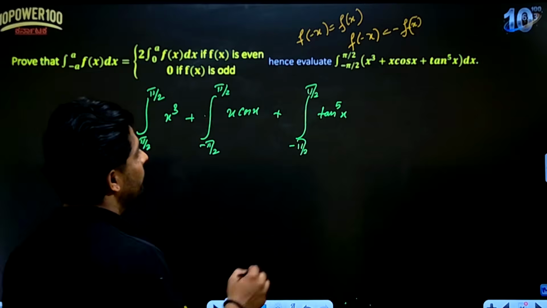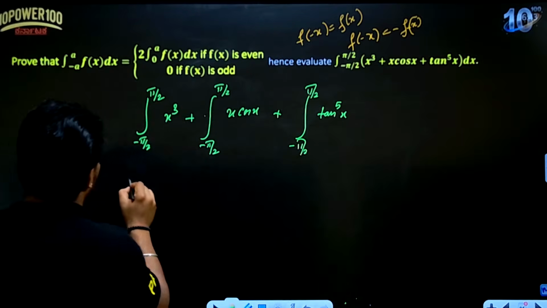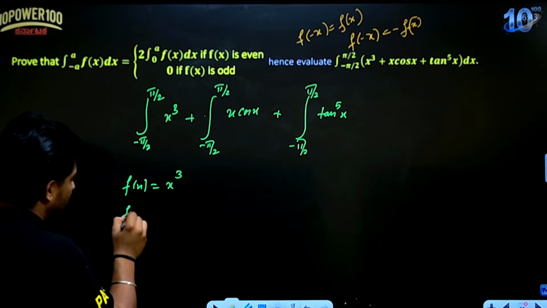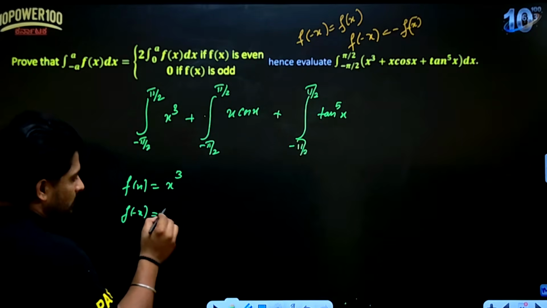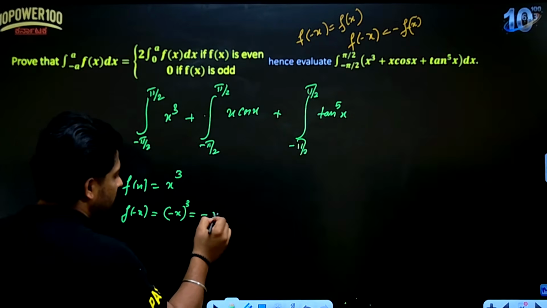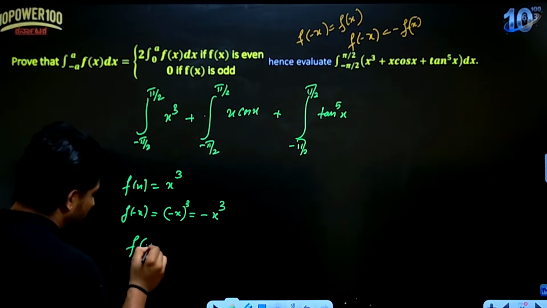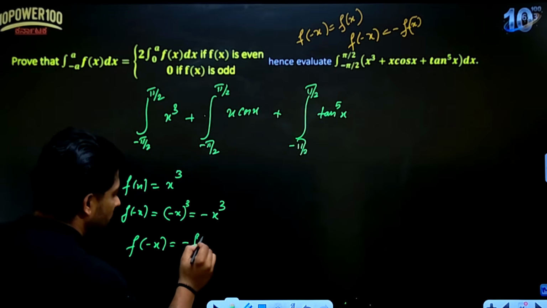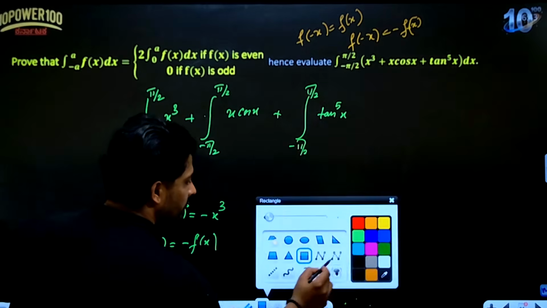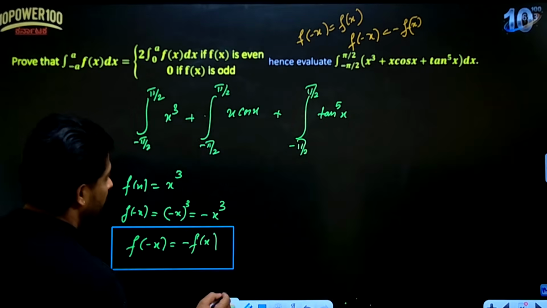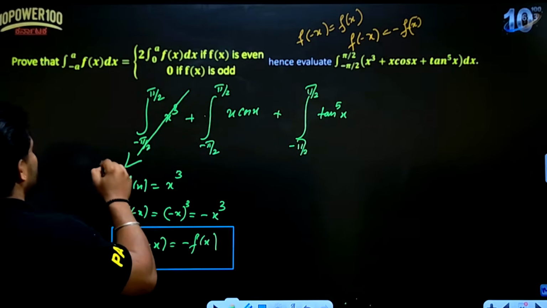Okay, now in this case f of x is equal to x cube, correct? Now we'll replace f of minus x with minus x cube. So what happens: minus x the whole cube, children. Minus x the whole cube means minus x cube. So we get f of minus x is equal to minus, taking it outside, x cube, which is f of x. So minus f of x came. And when minus f of x comes, it is actually an odd function. For an odd function the integration is 0.